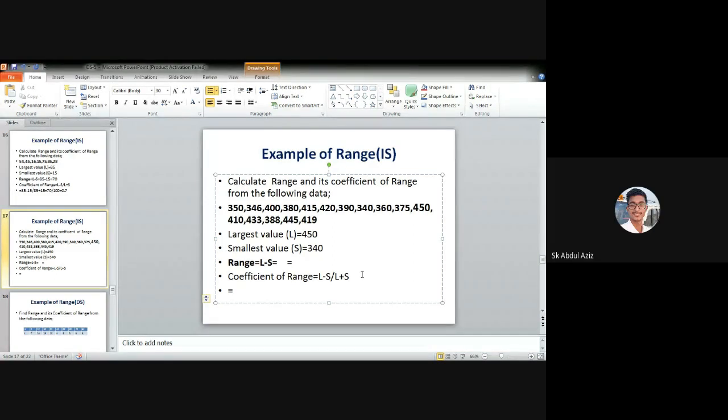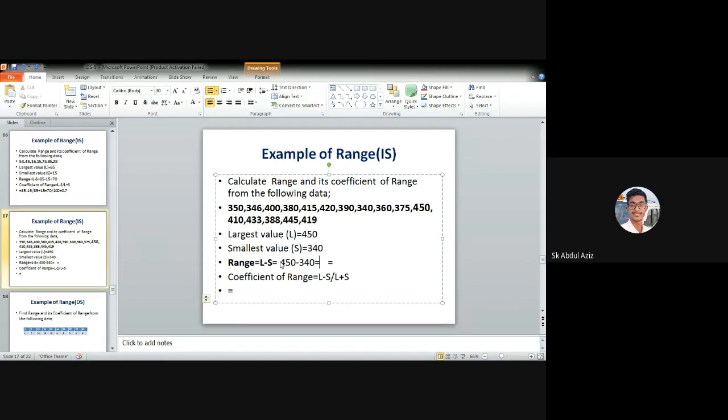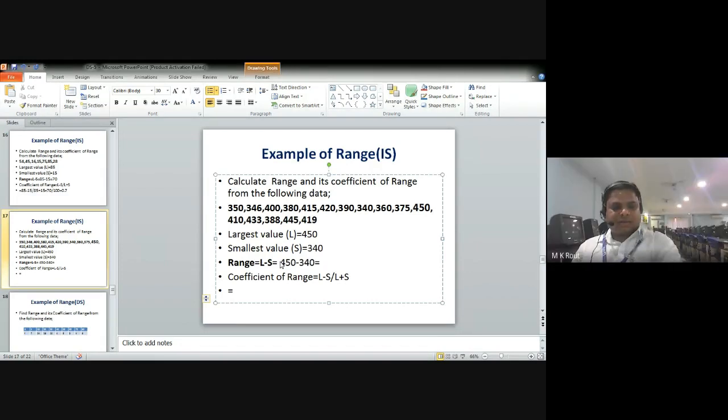The range is 110. Range equals 450 minus 340, that equals 110. Good.